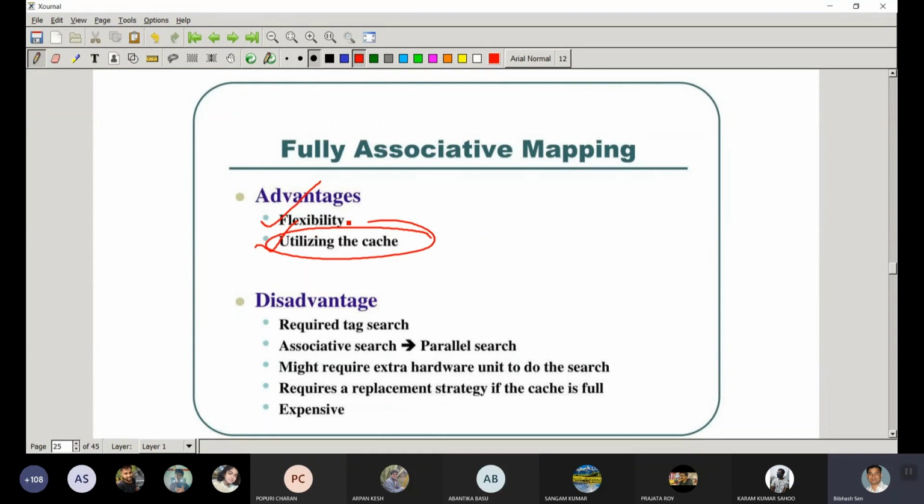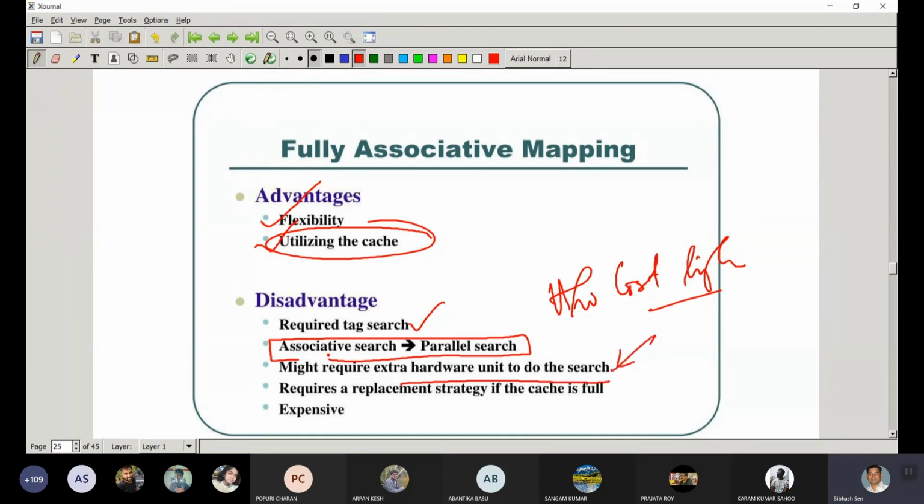But the disadvantage of fully associative memory is that it requires a tag search, and parallel associative searching is also required. Hardware cost is very high. It might require extra hardware for the searching mechanism. It also requires a replacement policy, like FIFO or LRU policy. So it gets expensive. Is it clear?